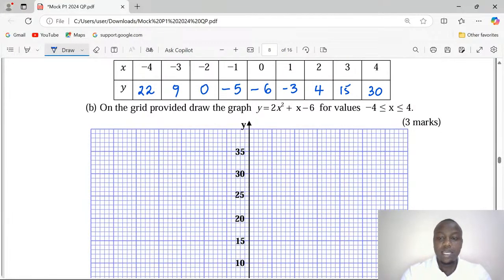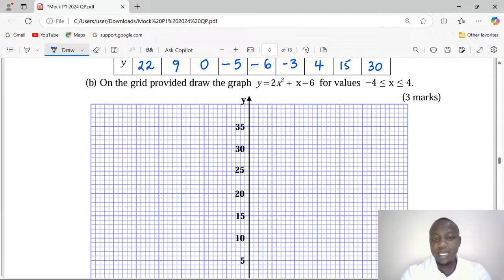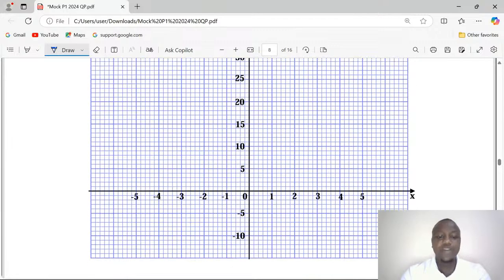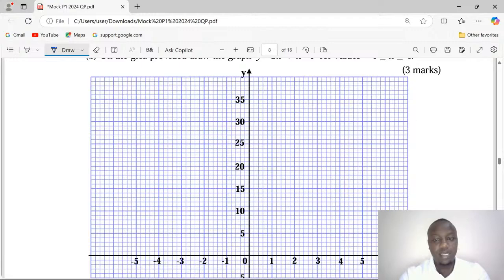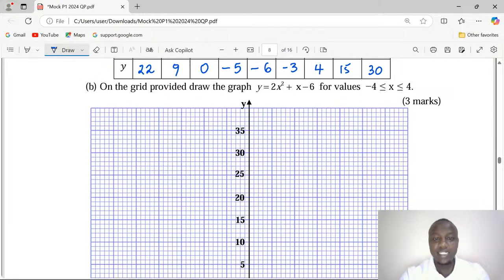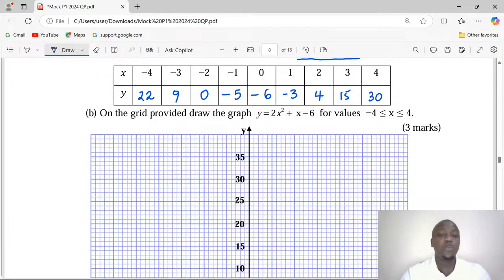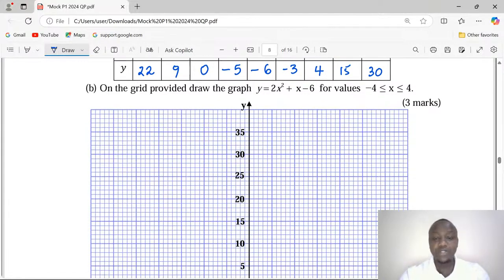Now, the good thing is that the examiner has already chosen a scale for us. There's already a provided scale, and the grid is very decent. So we're just going now to plot part B. On the grid provided, draw the graph of y equals 2x squared plus x minus 6 for the values of x ranging between negative 4 and positive 4.